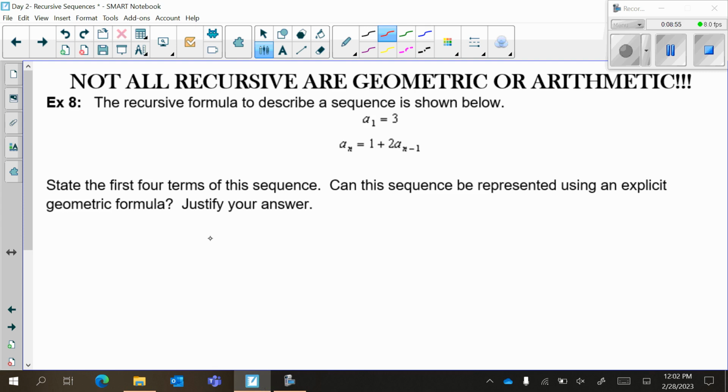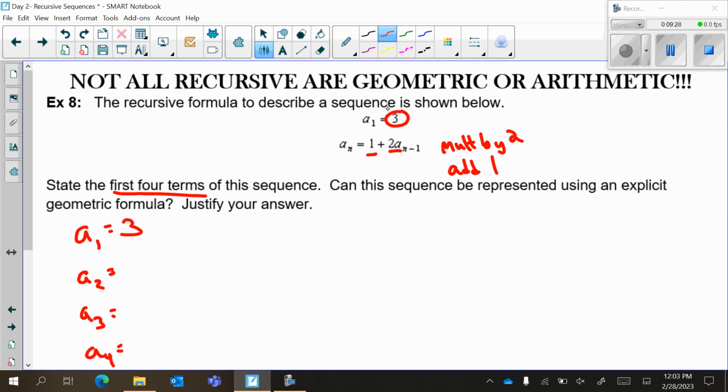My pattern is to multiply by 2 and add 1. So let's actually do this problem. It is asking for the first 4 terms. Now it says the first 4, and we're starting with the first. So the first 4 is a sub 1, a sub 2, a sub 3, and a sub 4. That's what we have to find. Now they tell us the first term is 3, right up here. So that's easy. And now we have to follow the pattern.